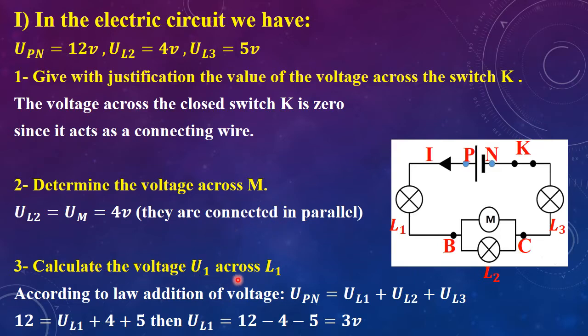Calculate the voltage U1 across L1. Here we have the voltage of L2, L3 and UPN. So apply the law of addition of voltage. Since L1, L2, L3 are in series, UPN equal UL1 plus UL2 plus UL3, then UL1 equal 12 minus 4 minus 5 equal 3 volt.